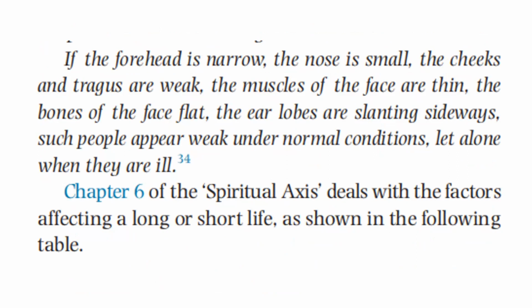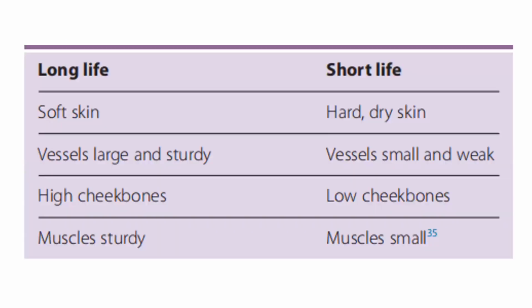Chapter 6 of the Spiritual Axis deals with the factors affecting a long or short life, as shown in the following table. Long life: there is soft skin, vessels large and sturdy, high cheekbones, muscles sturdy. Short life: there is hard or dry skin, vessels are small and weak, low cheekbones, muscles are small.